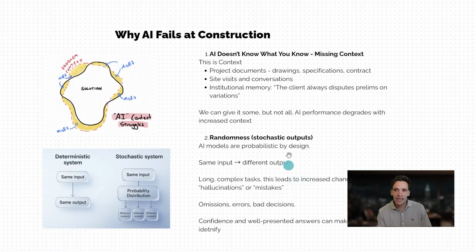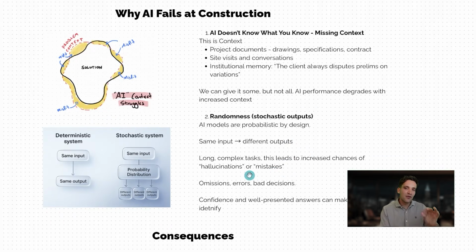The second failure mode to understand, which isn't a failure in the models, it's a feature of the models, but it leads to failures in construction, is the idea of stochastic output. Artificial intelligence models by design are probabilistic. You give the same model the same context and the same prompt, and every time it will give you a slightly different answer. That's because these models are stochastic. They follow a probability distribution. So for one input, the output is a distribution of possible answers.